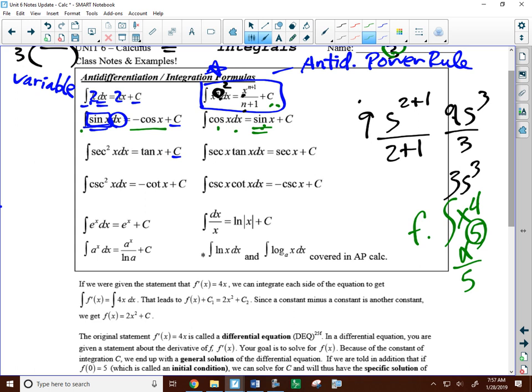Next one, derivative of tangent was secant squared. So this was just from the front side part h. So the antiderivative of secant squared x is tangent x. Let's see. Secant tangent was the derivative of secant. So the antiderivative of secant tangent is secant.